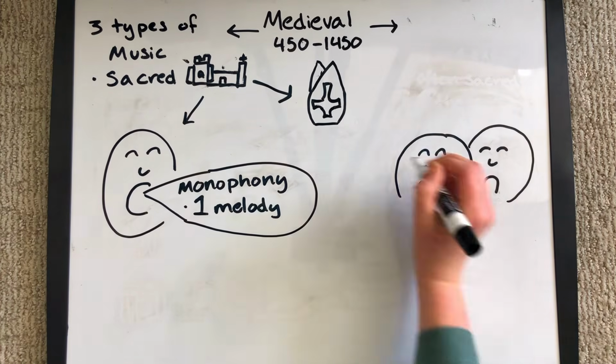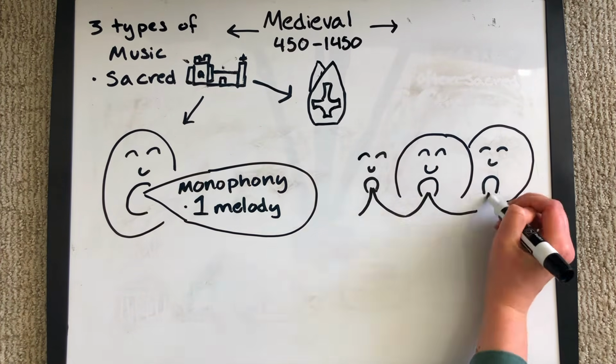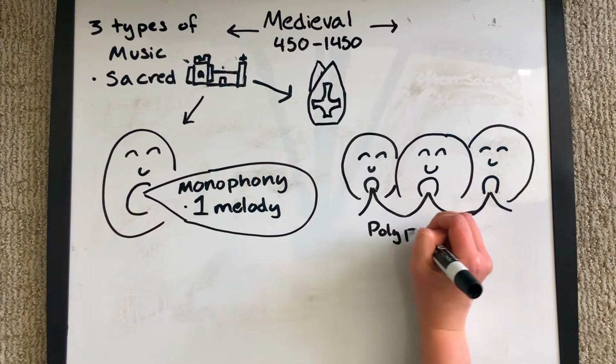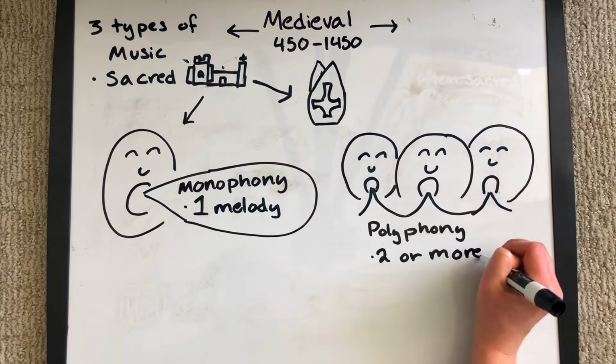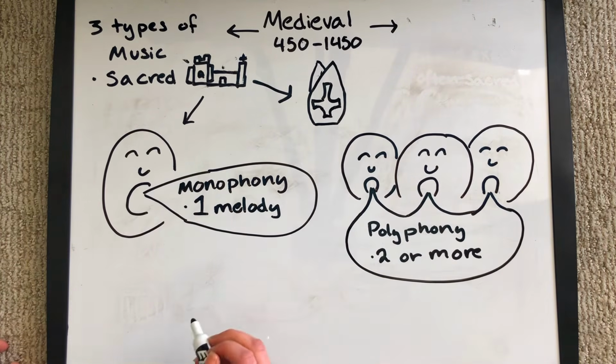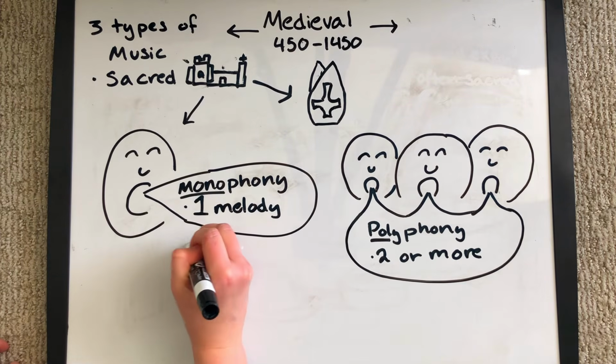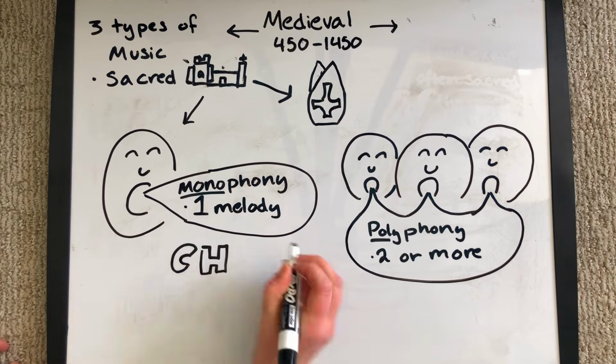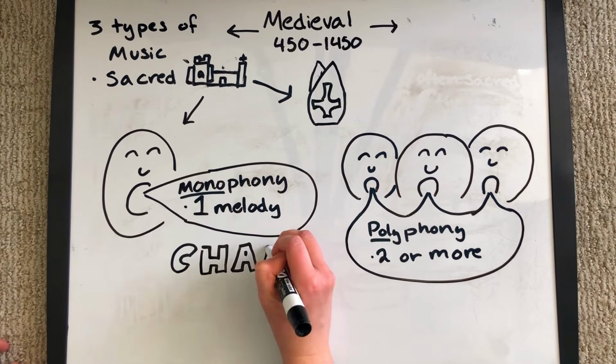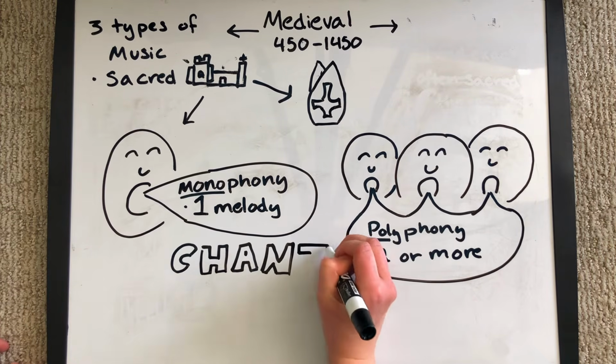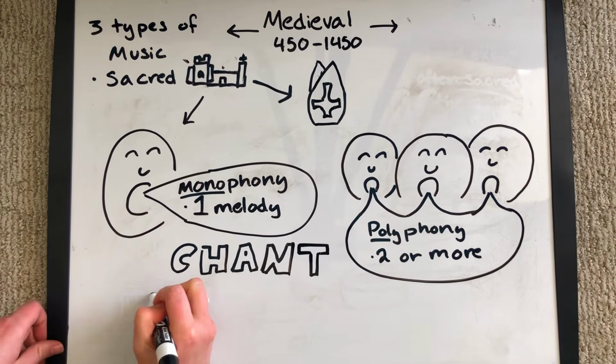The other type of vocal music at this time is called polyphony, which means that there were many voices singing two or more different melodies at the same time. You can remember the difference because mono means one and poly means many. One tune, many tunes at the same time. This vocal music was called chant.